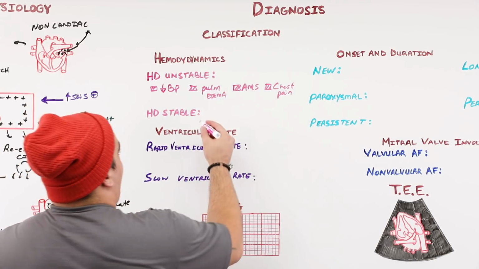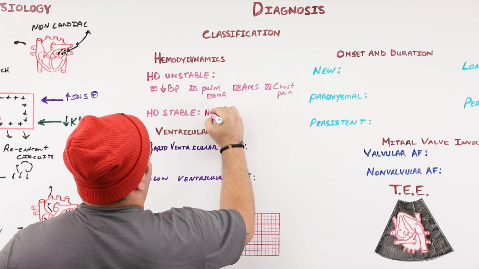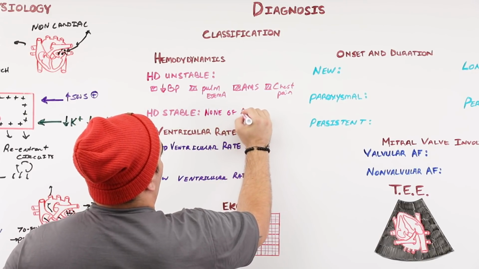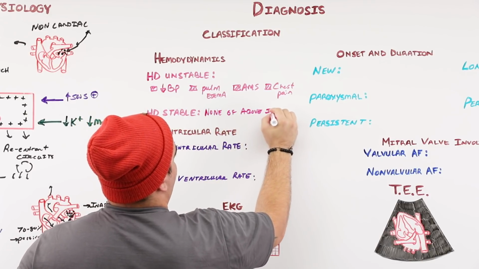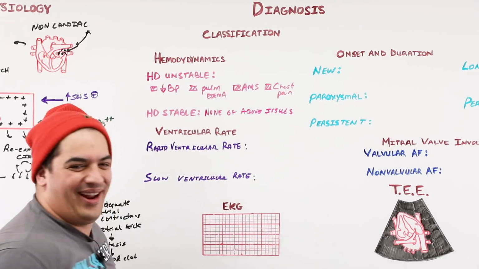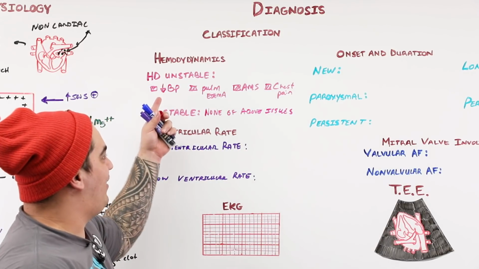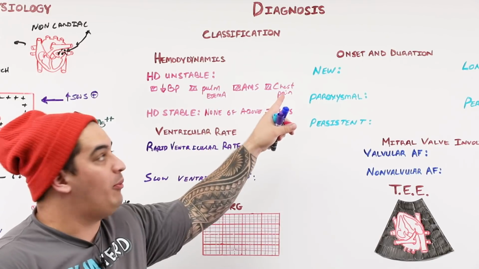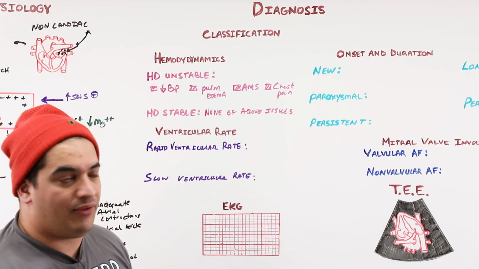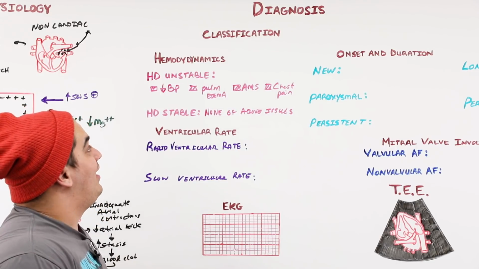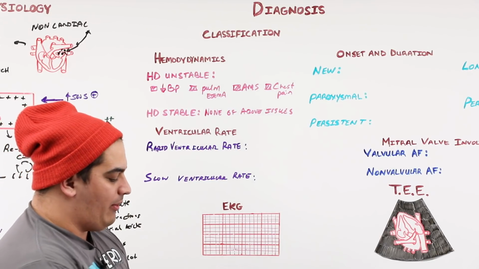Hemodynamically stable means that they have none of the above issues. Pretty simple, right? We don't have to be too crazy on that one. They have normal blood pressure, they have no pulmonary edema, they have normal mentation, and no obvious significant refractory chest pain. Boom, done.